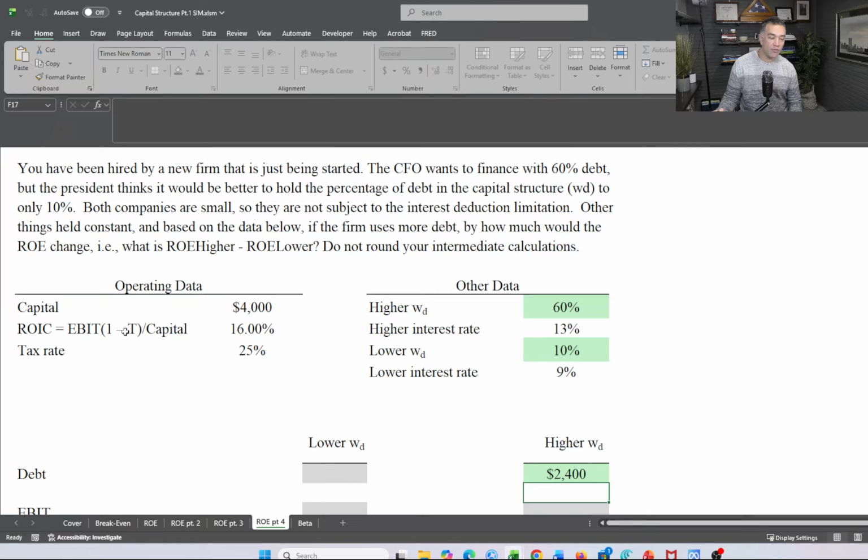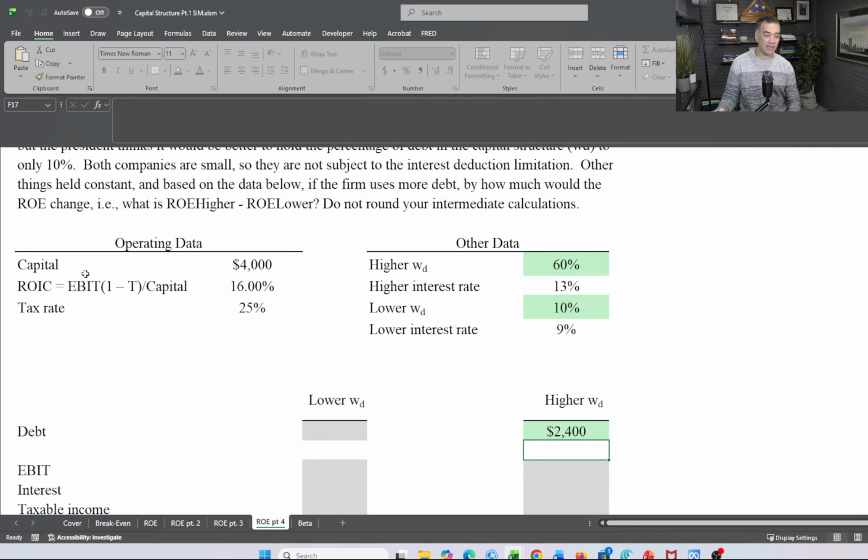I'm going to multiply both sides by the capital, so I'm going to move capital up there. So it's 16% times the capital, and then it'd be divided by 1 minus t. And that would be our EBIT. EBIT would equal ROIC multiplied times capital divided by 1 minus t. So let's do that. It's going to be equal to, again, 16%, and then I'm going to multiply it times the capital, and then divide it by 1 minus the tax rate of 25%.